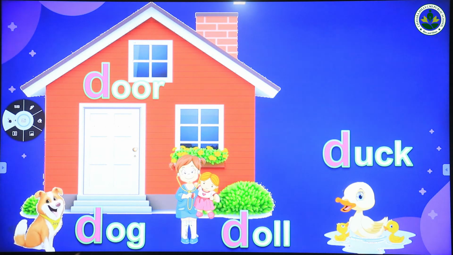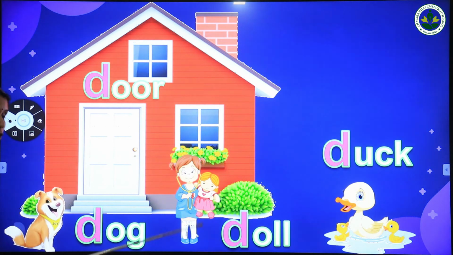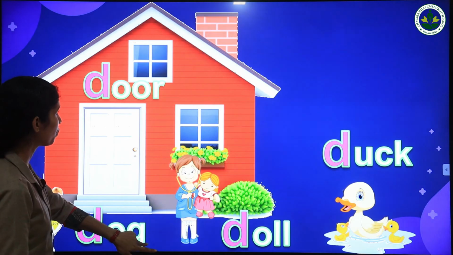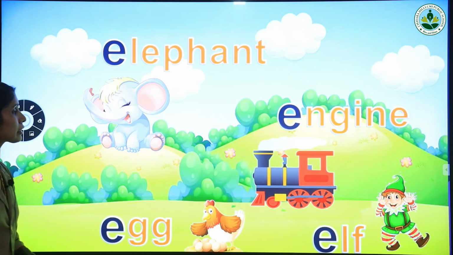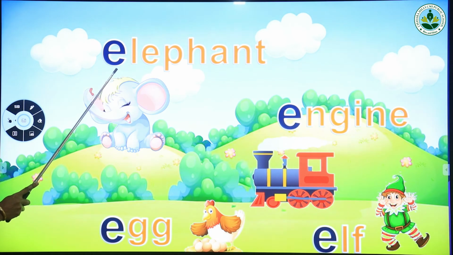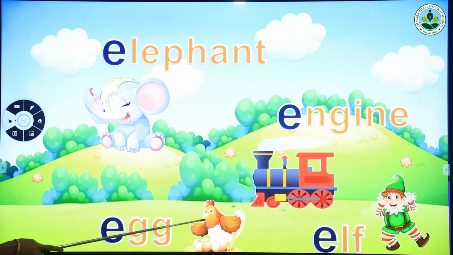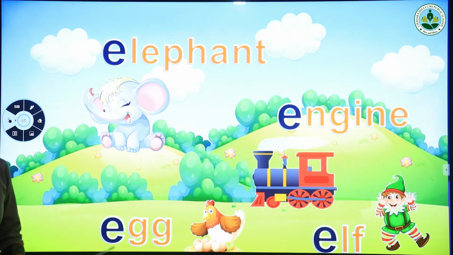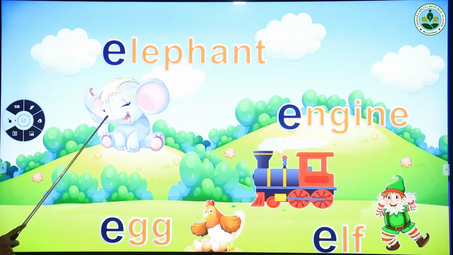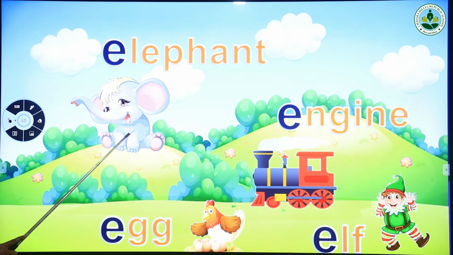So these are the words starting with letter D. Repeat after me. Door, dog, doll, duck. And our next letter is letter E. These are the words starting with a letter E. So which are the words? Our first word, can you say what is this?